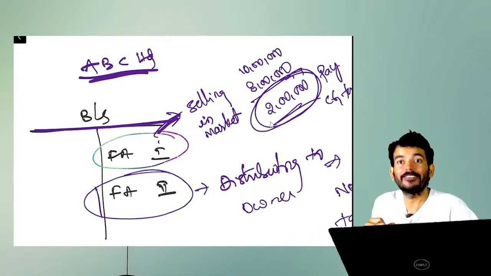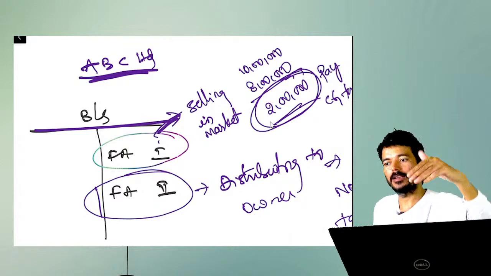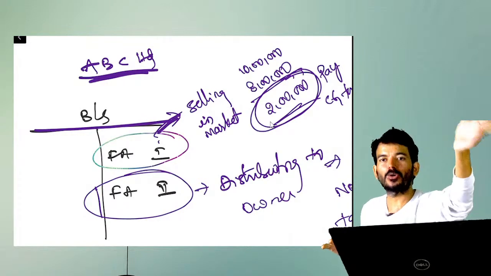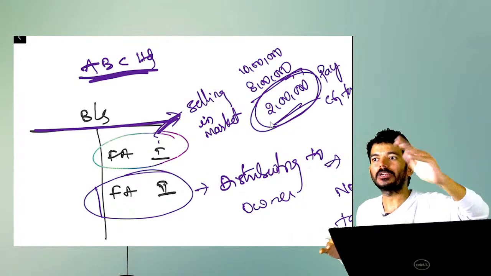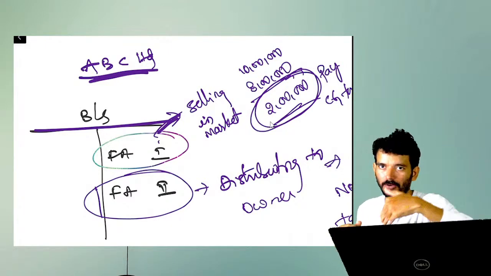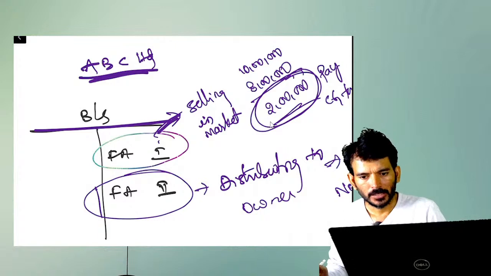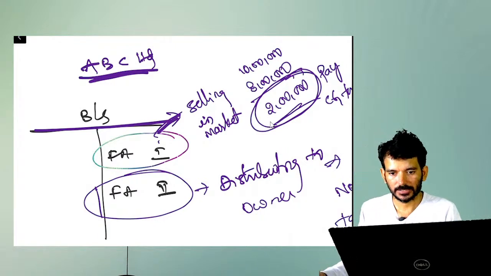So I will not be paying tax. The company will not be paying tax. The recipients, the shareholders, will be paying tax. So it's a transfer for you, not for me. Okay, hope it is clear.